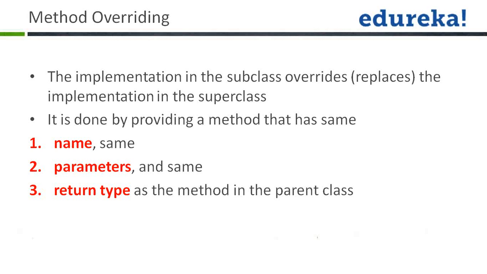Now the name has to remain the same when you are overriding a method. Parameters should also be the same. The return type should also be the same as the method in the parent class. Okay, so everything has to be the same. That means the signature of the method has to be the same. Only the body of the method changes, that is, the functionality of that method changes.